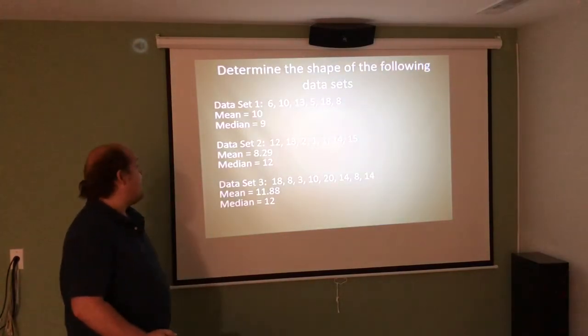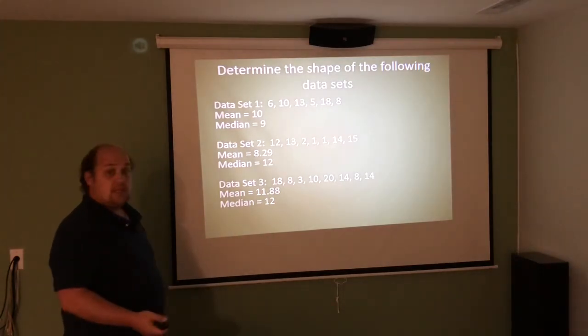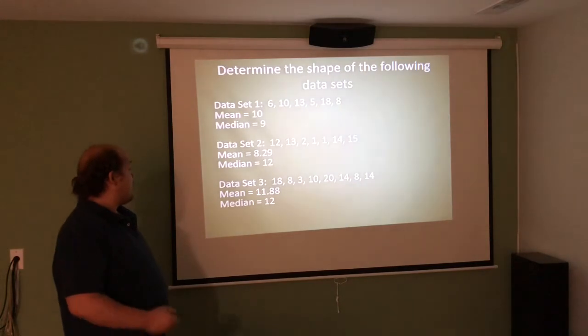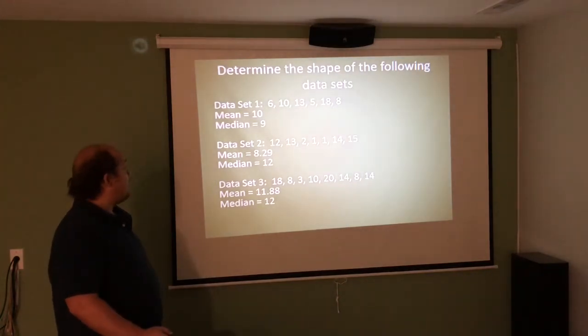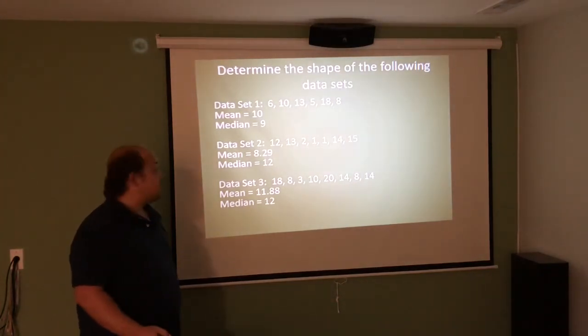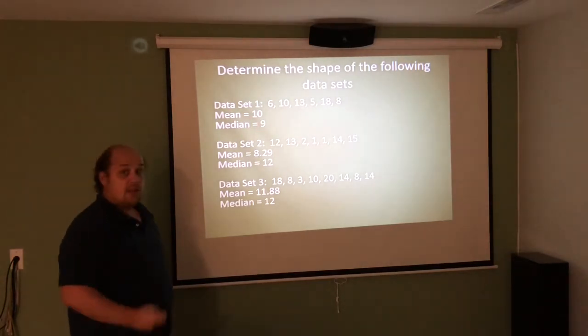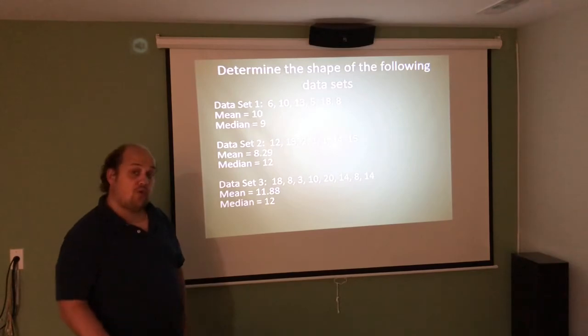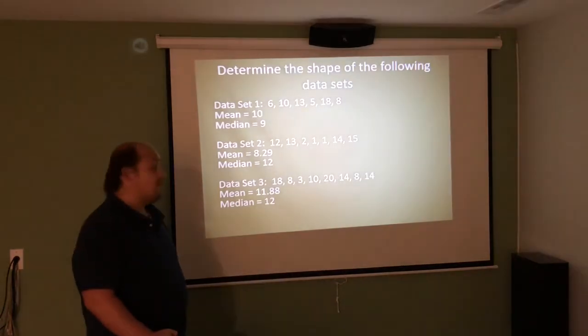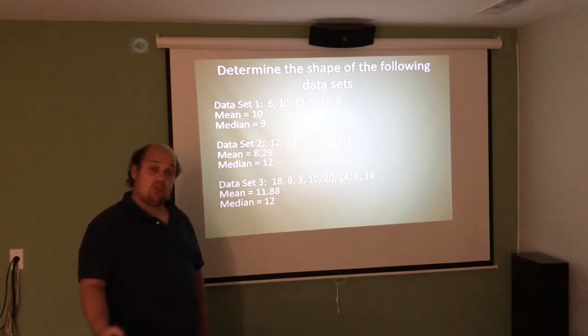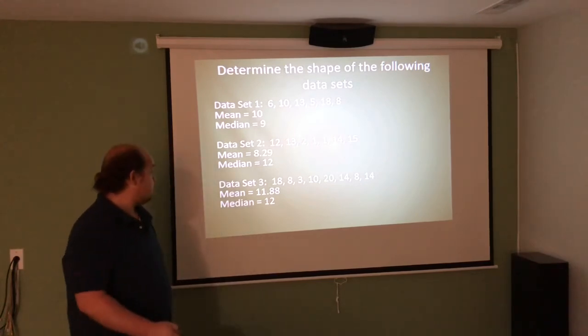Determine the shape of the following data sets. We already found the mean and median previously. We're now just saying, let's look at the two of them and say what type of shape we're seeing. So in the first one, the mean is 10, the median 9. The mean is larger or to the right of the median. For that reason, this has a right skew. Remember, the skew goes in the direction of the mean.